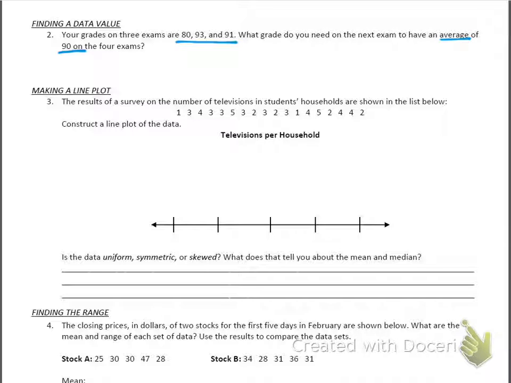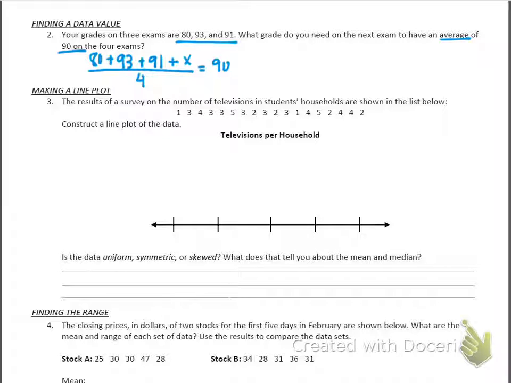So we are missing one data value, right? We're going to call that X. What do we want to do with all of these data values? Average them. So we want 80 plus 93 plus 91. Do we have to include the unknown one? Yep. X divided by how many tests are we averaging? 4. And what do we want our average to be? 90. You guys actually had a question similar to this on a previous test, I think.